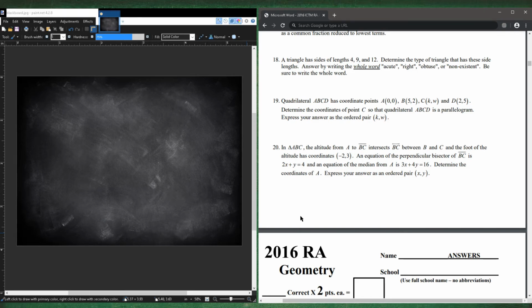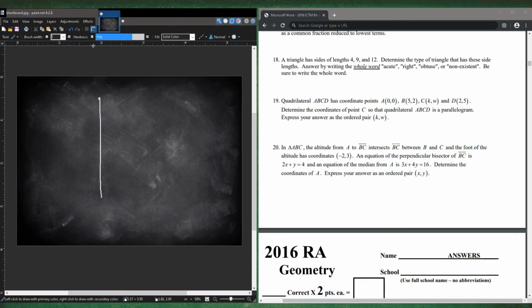Number 20, in triangle ABC, the altitude from A to BC intersects CD between B and C, and the foot of the altitude has coordinates negative 2, 3. An equation of the perpendicular bisector of BC is 2x plus y is equal to 4, and the equation of the median from A is 3x plus 4y is equal to 16. Determine the coordinates of A. So this is a mouthful and it's kind of weird.